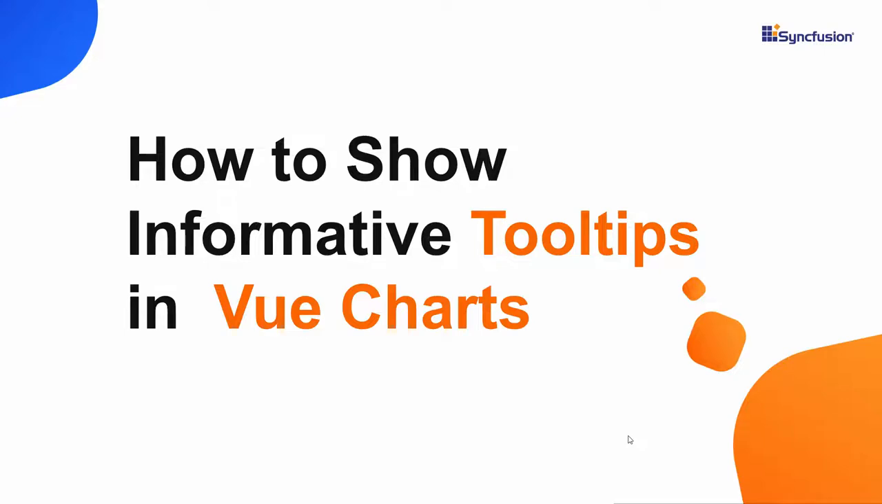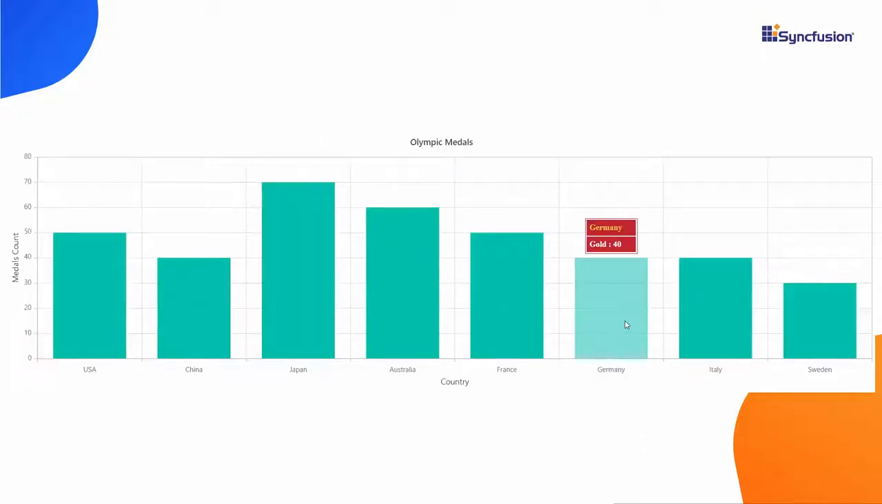Hi everyone, welcome back. In this video, I am going to show you how to make Vue charts more interactive by adding tooltips to them. Look at this example, where a Syncfusion Vue column series chart is showing the gold medals won by different countries in the Olympic Games. Here, you can easily interact with the chart and get more information about these data points in a tooltip by moving the mouse over specific data points.